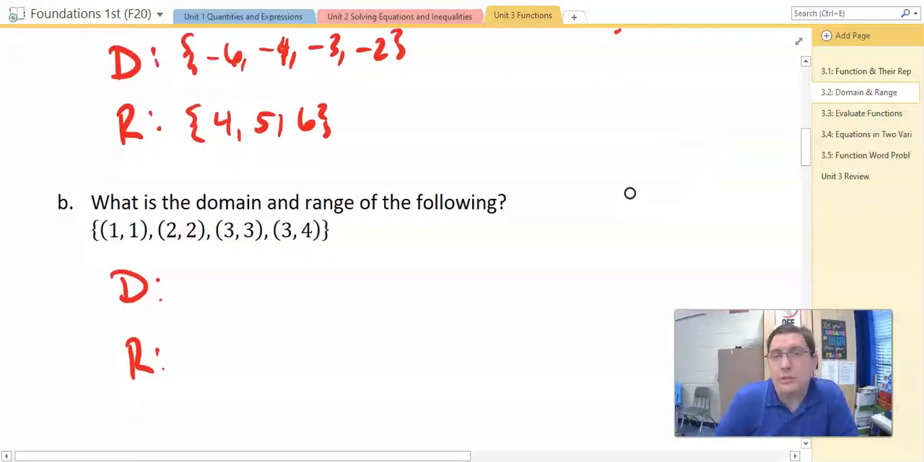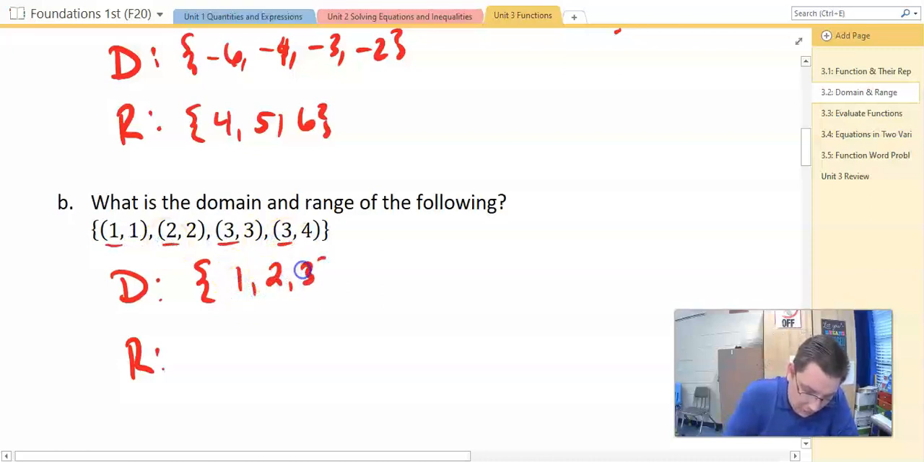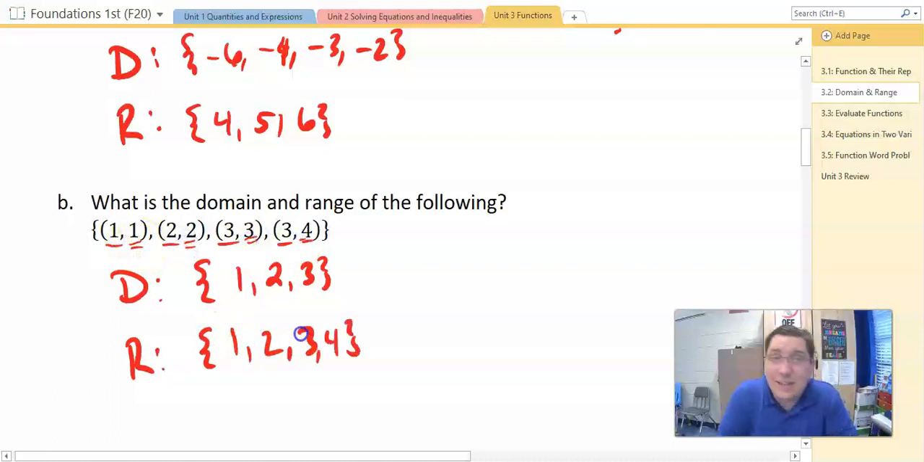(1, 1), (2, 2), (3, 3), and (3, 4). Again, we want to know what is the domain and range of this one. The domain, again, is the list of our x values, and we won't repeat any value that repeats. So it's literally just 1, 2, 3. For our range, we look at the y values: 1, 2, 3, and 4. That's it for domain and range. It's not hard when it comes to just listing out ordered pairs that we see.